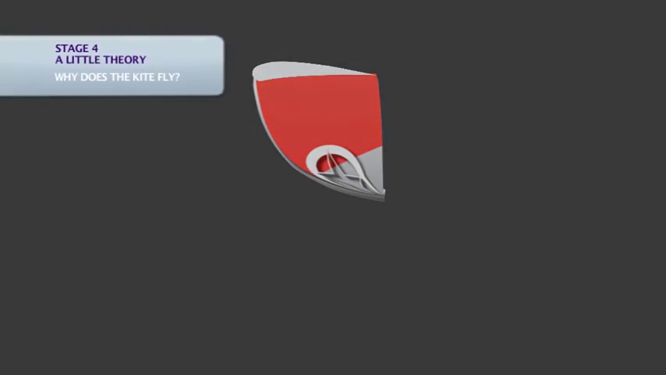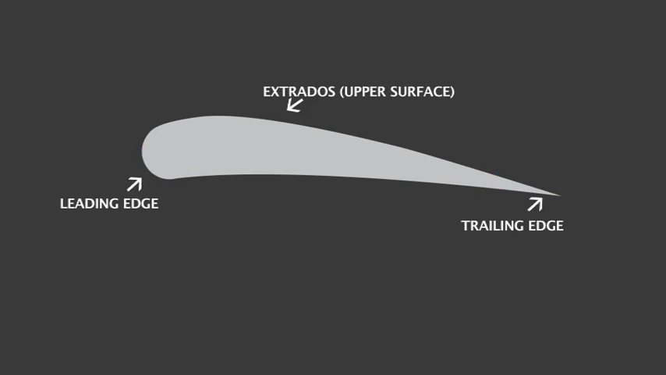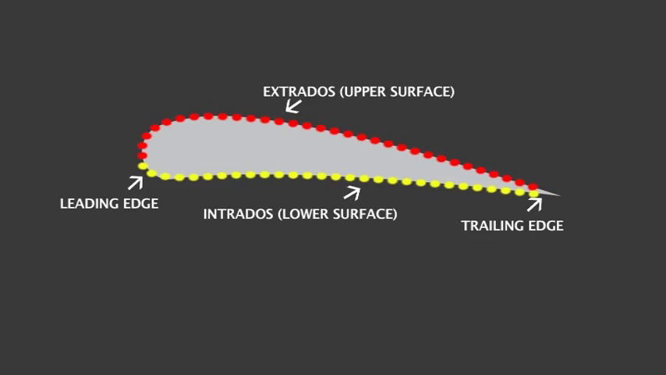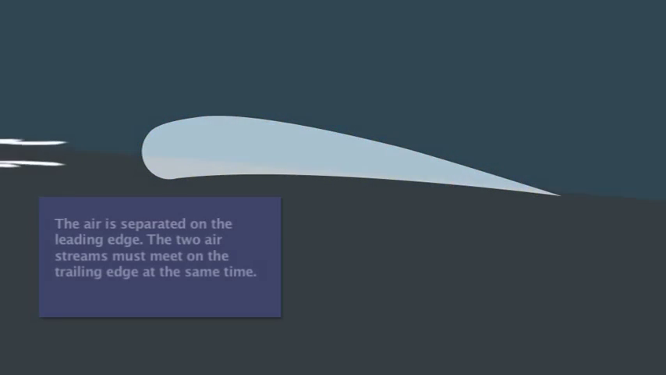Why does the kite fly? The profile of the kitesurfing kite is strangely similar to the profile of an aeroplane wing. There is a leading edge, the trailing edge and upper surface, called the extrados, and a lower wing surface called the intrados. In this image, we can see that the upper wing surface is longer than the lower wing surface because it is more rounded.